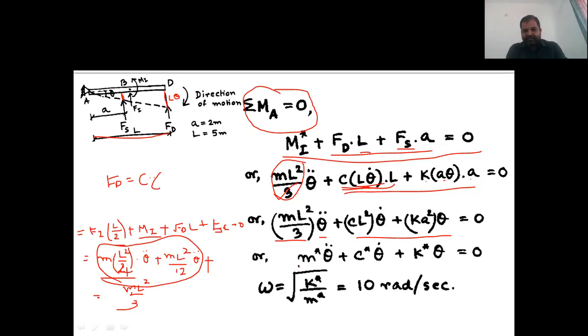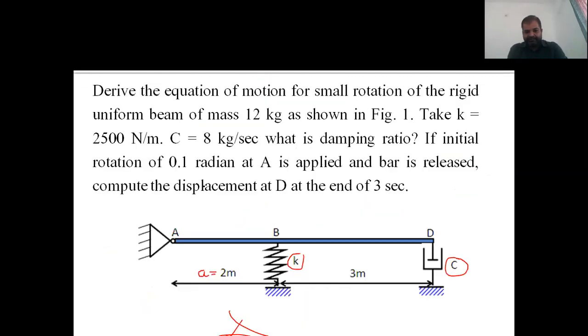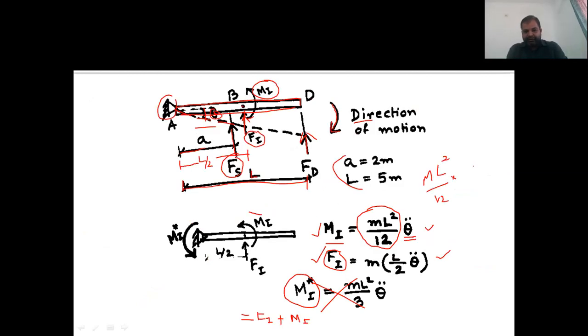If you see this formula, which comes into this particular form, m star plus c star plus k star is equal to 0, then m star is nothing but this, c star is nothing but this, k star is nothing but this. You have all these values. You have the value of m, which is given, 12 kg. L is given, which is 2 plus 3, so 5.